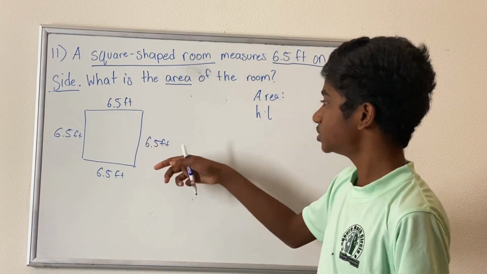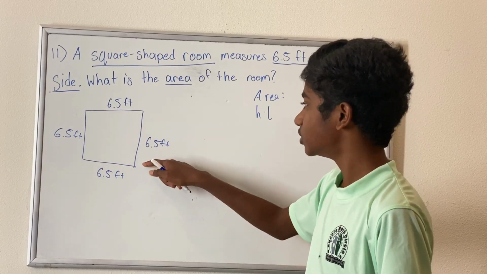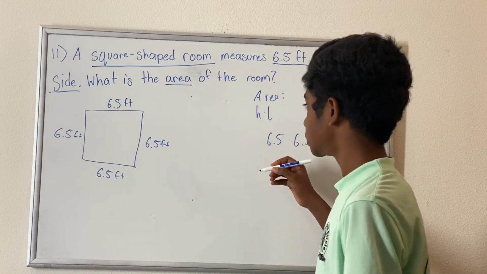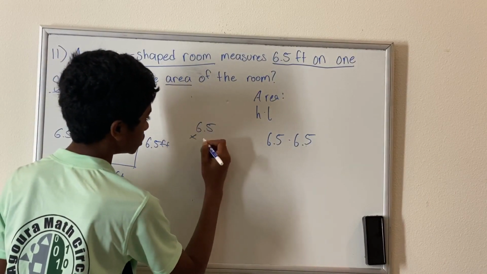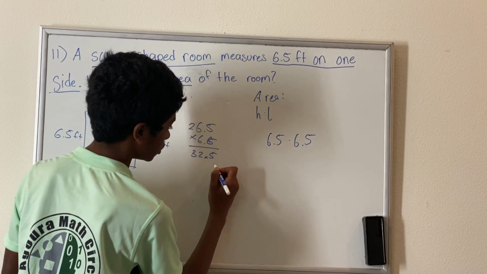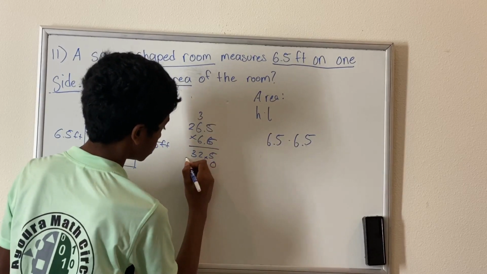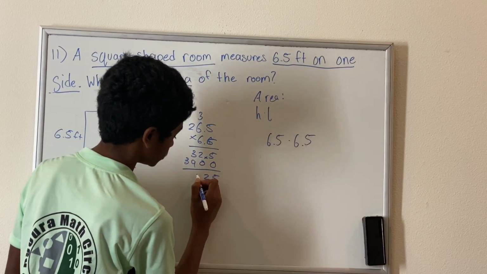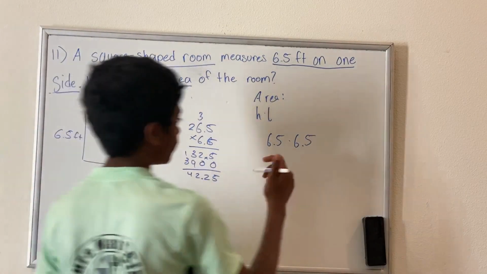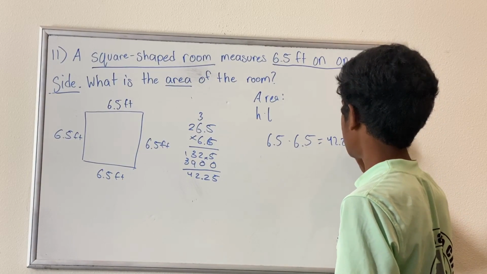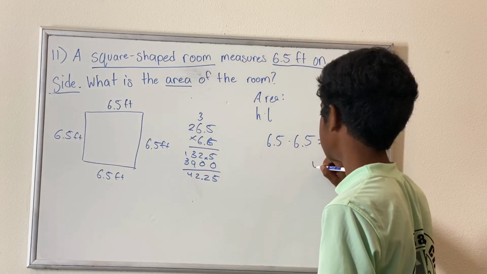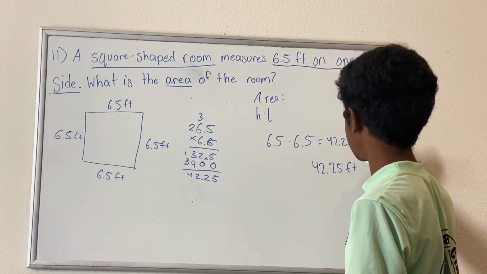Since all sides of the square are equal, the height and the length are the same. So we can just say 6.5 times 6.5. So 6.5 times 6.5 is, well, let's do that. 6.5 times 6.5 is 42.25. But we shouldn't forget the units, which is feet in this scenario. So it's 42.25 feet squared.